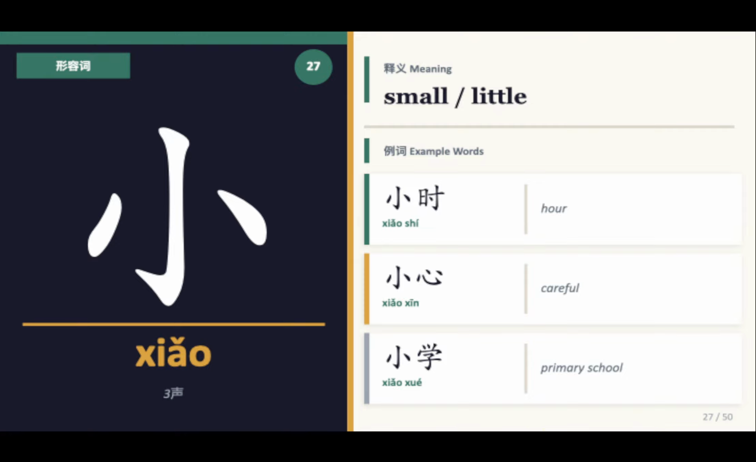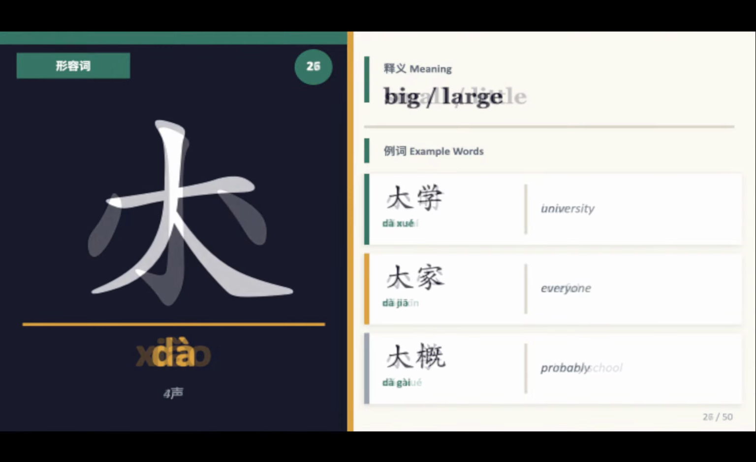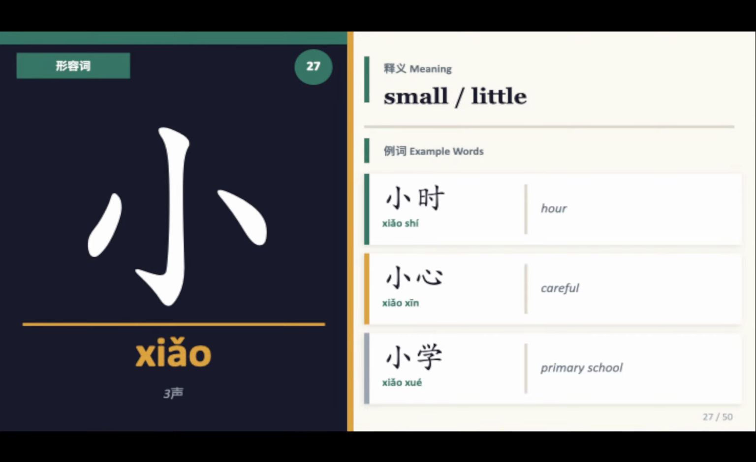The X in pinyin is 西, so 西, 一, 凹, 小. The third tone is really low. It means small or little. So 小时, just now we did the 时. 小时 is the full name of hour. 小心 is to be careful. 小学 is primary school. So just now we had 大学. 大学 is university. And then opposite, 小学 is primary school.